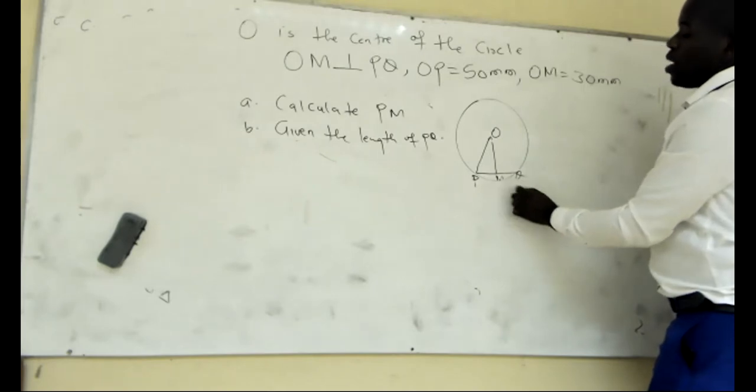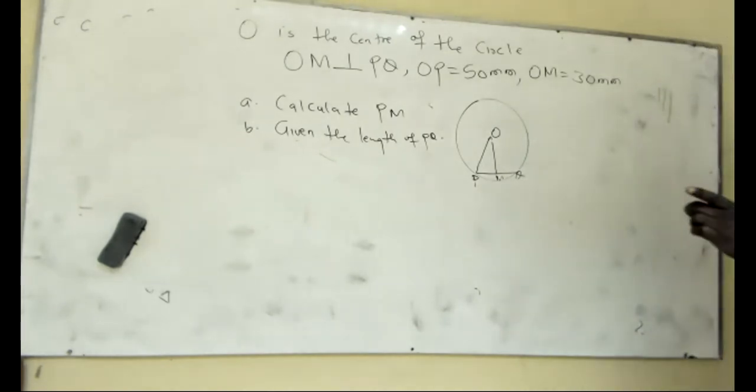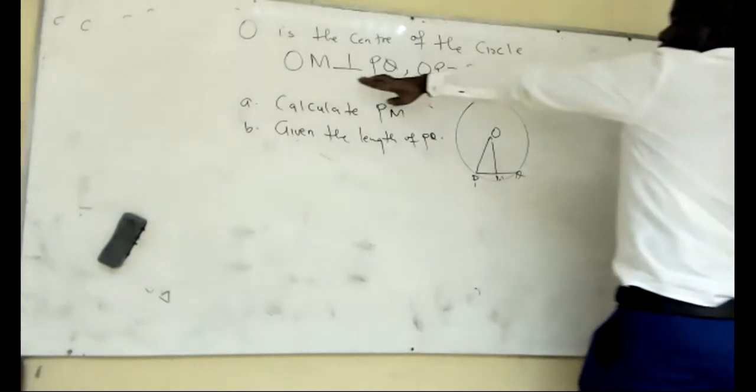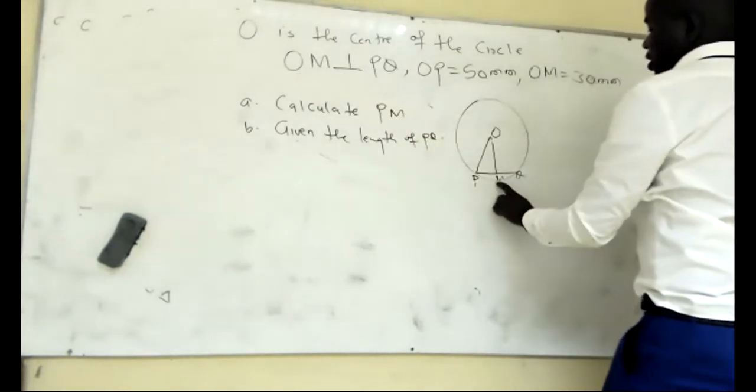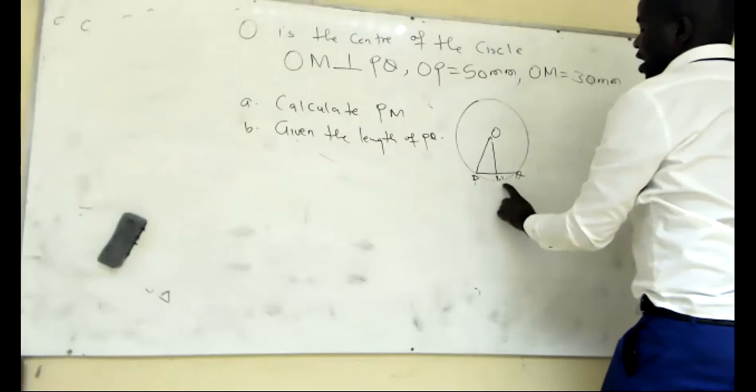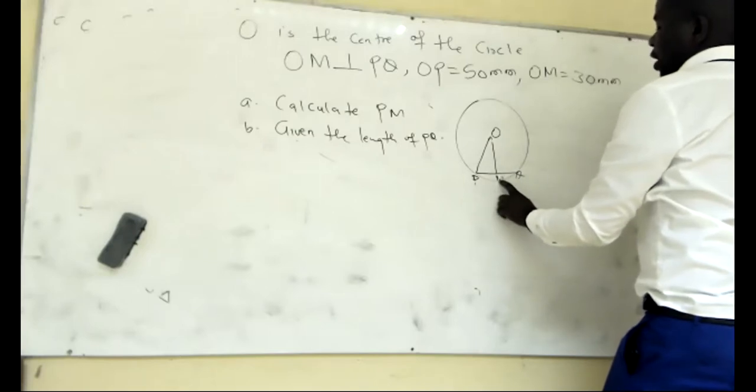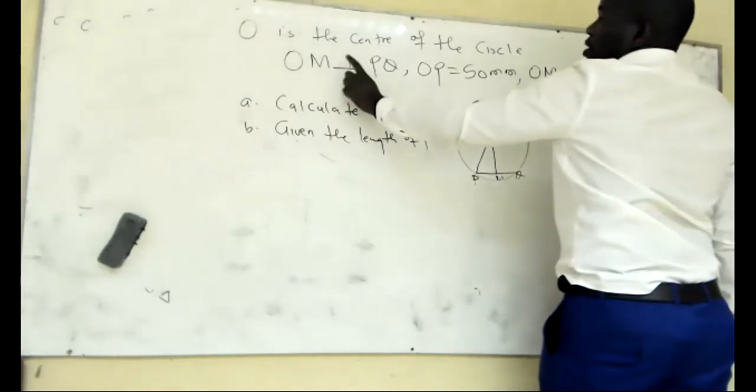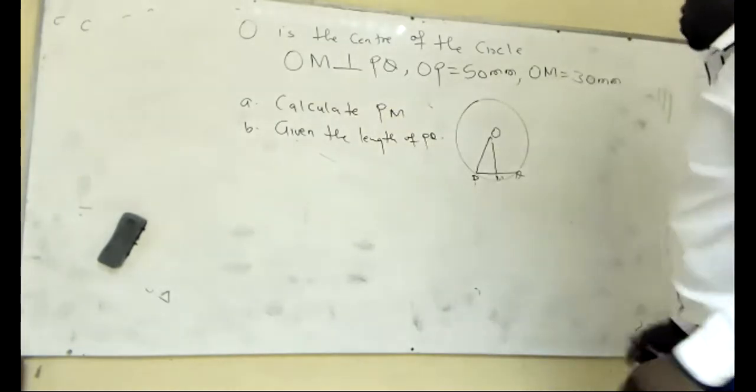They are equal. And the reason why they are equal is because the line from the center bisects the chord, perpendicular to the chord. Yes. So we're given the information there about this line: PM will be equal to MQ because OM is perpendicular to PQ.